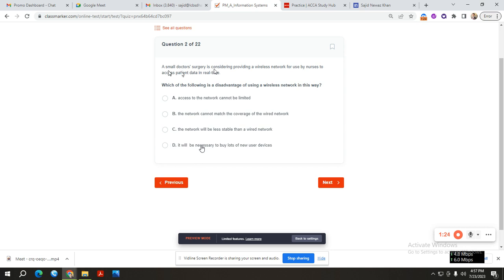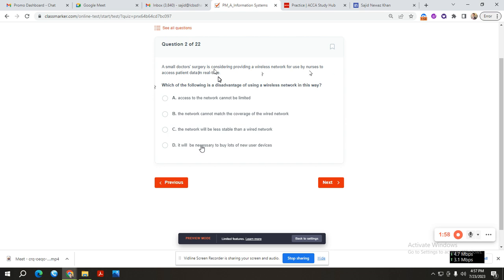A small doctor's surgery is considering providing a wireless network for use by nurses to access patient data in real time. So immediately patient data access করার জন্য which of the following is a disadvantage of using a wireless network? So wireless network means কোনটা আমার তার ছাড়া নেটওয়ার্ক যদি থাকে এটা disadvantage কি? Access to the network cannot be limited. To an extent, yes, but আপনার যদি পাসপোর্ট সবার কাছে জানা না থাকে, শুধুমাত্র লিমিটেড মানুষের কাছে পাসপোর্ট দেন, you can limit the access to the network of the wireless network.